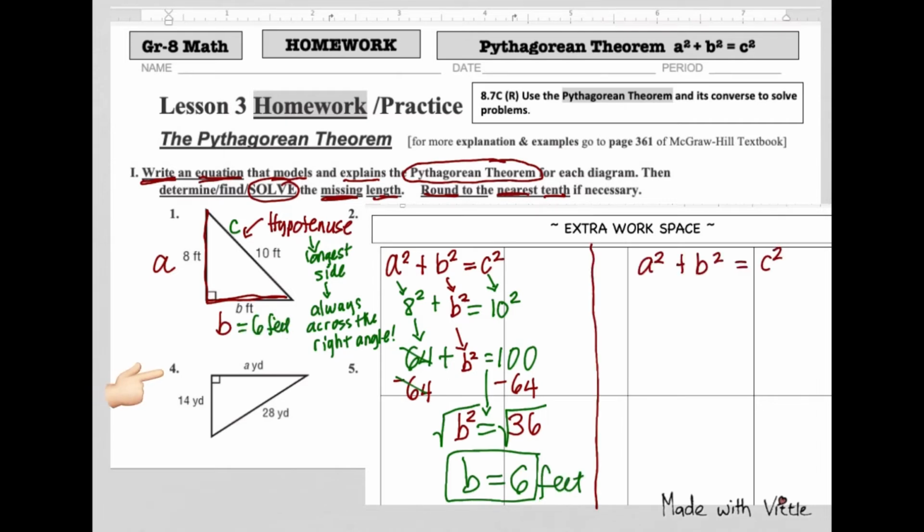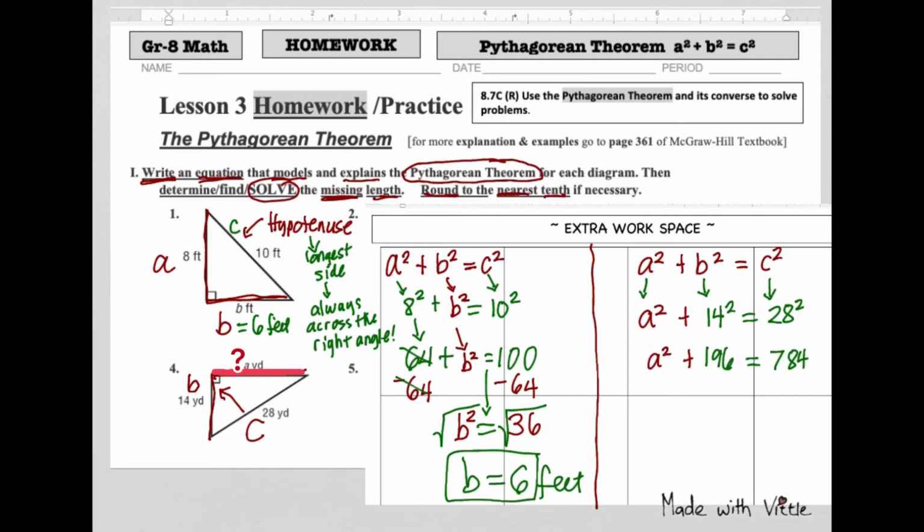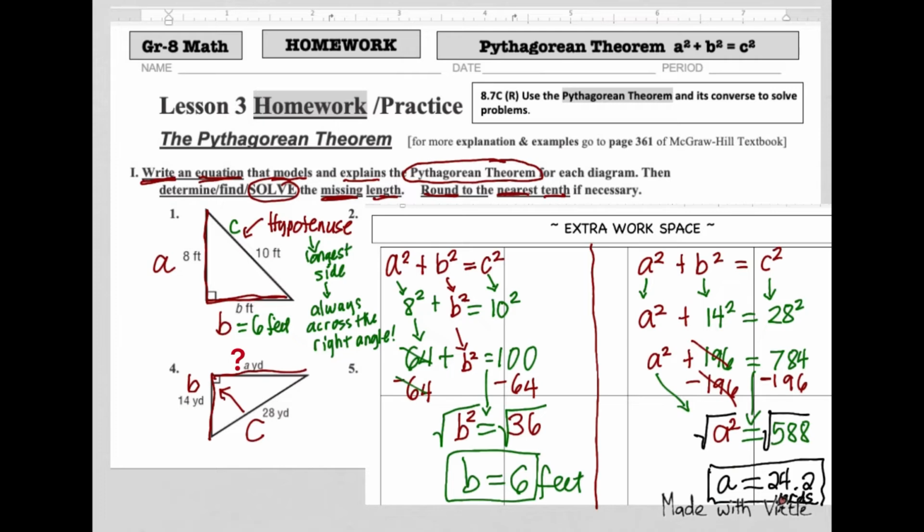Now let's solve for number 4 problem. This time it's the A that is missing, one of the legs. Remember, the legs are the two sides that form the right angle, and the longest side is always across that right angle. Let's substitute. Get the square of each number. You want the A squared alone. Bring down the equal sign. Now get the square root of both sides. The length of one of the sides or legs is 24.2 yards, rounded to the nearest tenth.